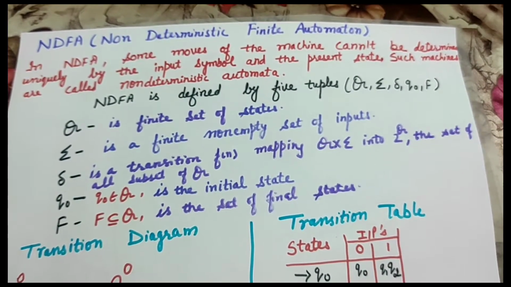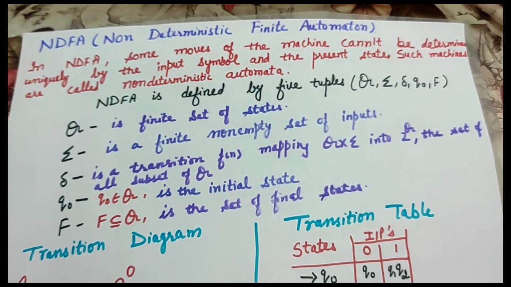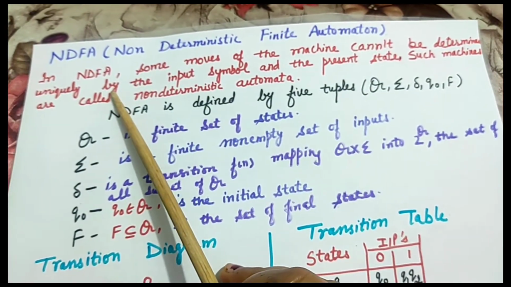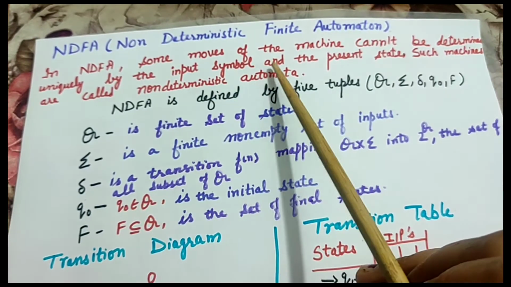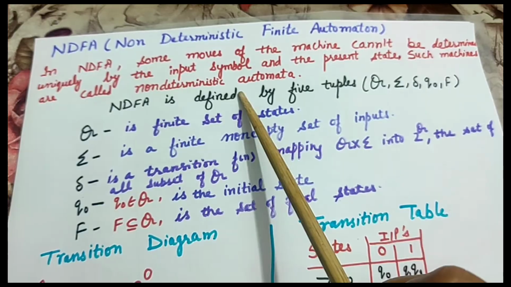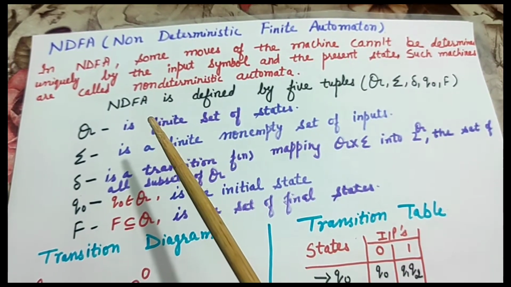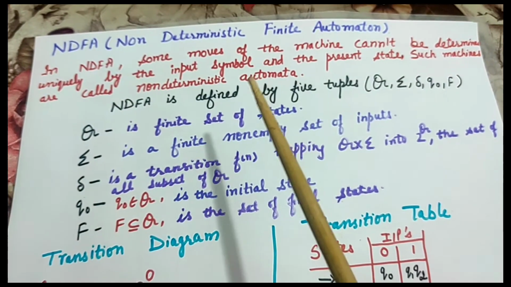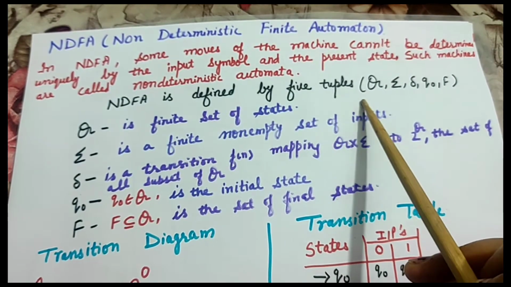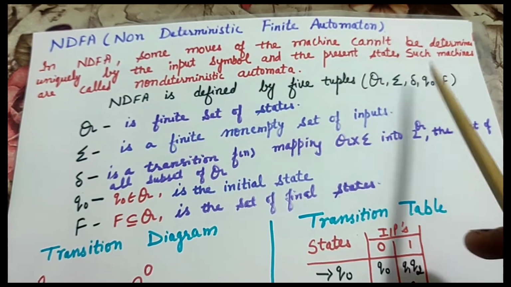Now the next topic for the discussion is NDFA, that is non-deterministic finite automata. In NDFA, some moves of the machine can't be determined uniquely by the input symbol and the present state. Such a machine is called a non-deterministic finite automata. NDFA is defined by 5 tuples: Q, sigma, delta, Q naught and F.